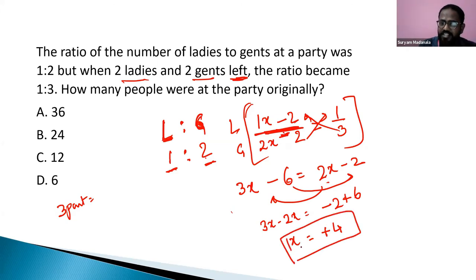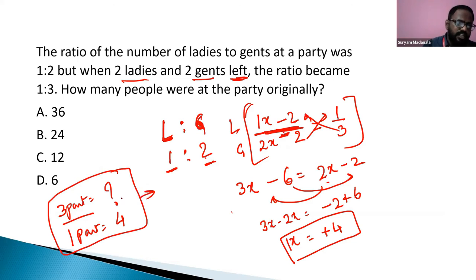x means nothing but 1x. They're talking about 1x. So 1x is nothing but one part. If one part is 4, we collect like terms, simple terms. So 3 parts is equal to how much? This is again the chain rule. If one part is 4, 3 parts will be nothing but 12. Very good, 12. One part is 4. 3 parts will be more than 4. Getting it? Okay. The answer is 12. Very good.